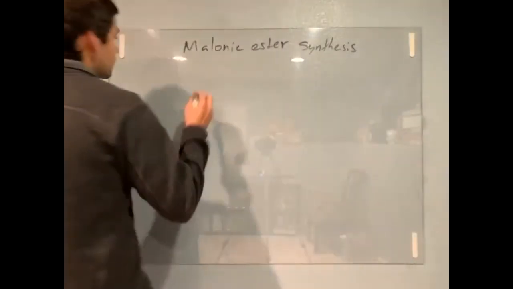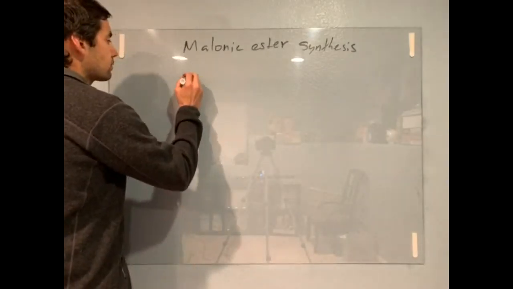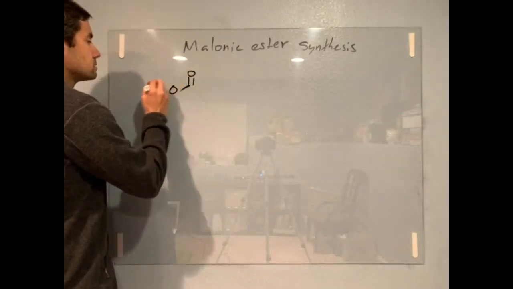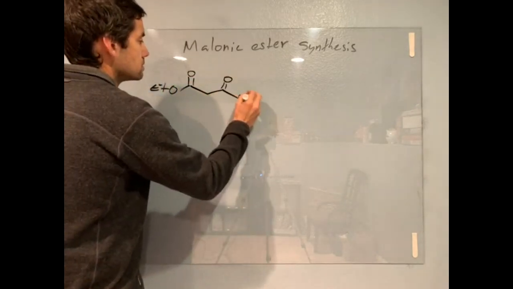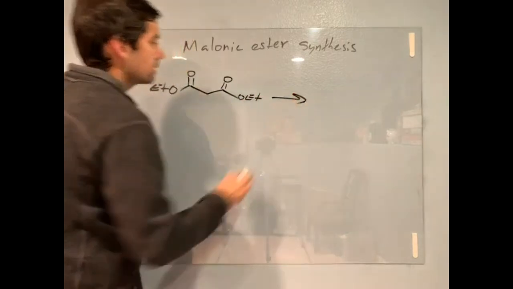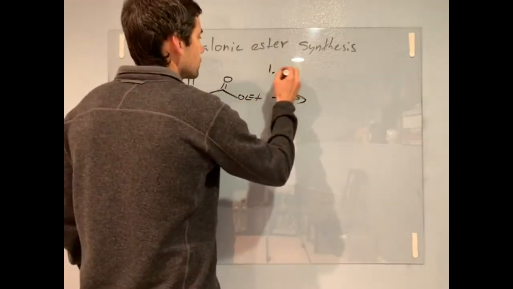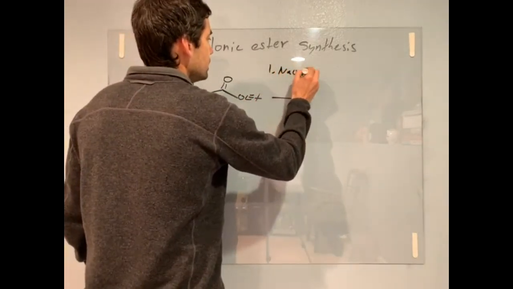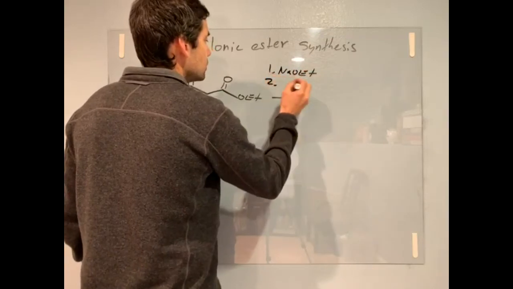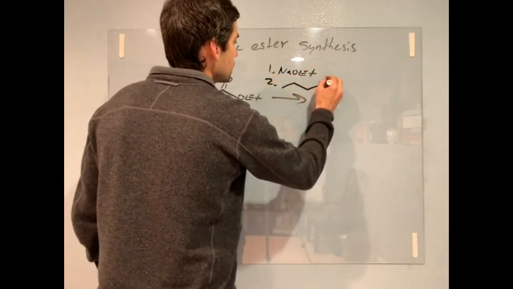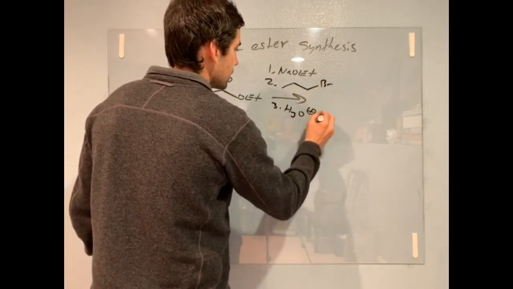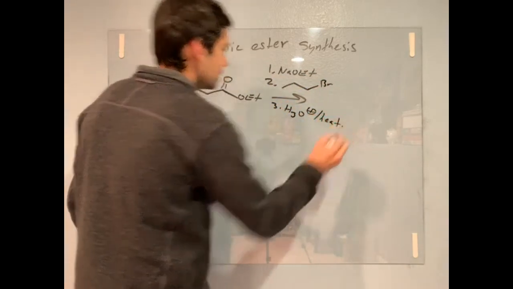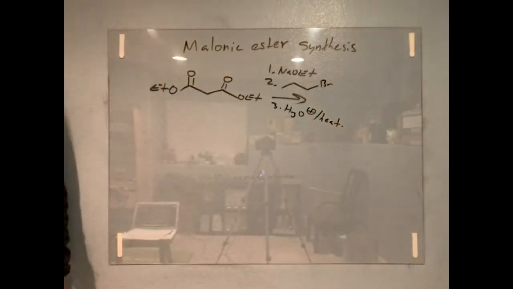So with our malonic ester synthesis, we're going to start with what? We'll start with our ester, our diester, right? And again, we'll do our steps. One will be NaOEt. 2, let's do an alkyl halide. Then 3 is H3O+ and heat. Right? And then we can see what we can make from this reaction here.